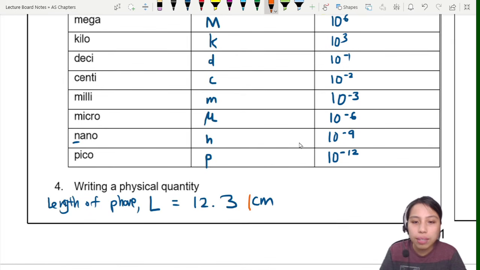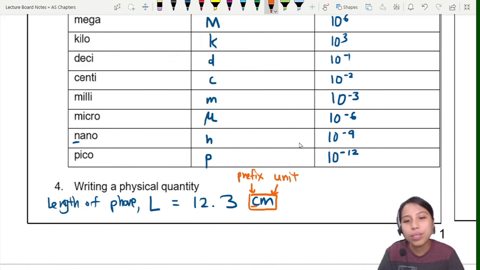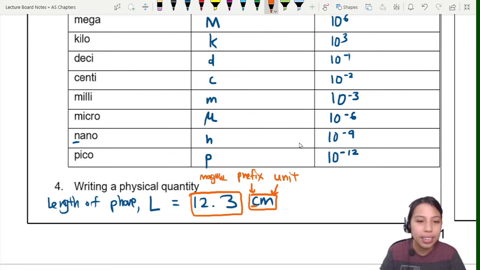This centimeters is going to be my unit. But not just a unit, it has a C stuck to it. This is the prefix. So the C and the M. And of course, your magnitude or your value is the 12.3 over here. Magnitude. This part. Okay. And what is this L here? This is what we call a symbol. Just a symbol that I choose to represent length.